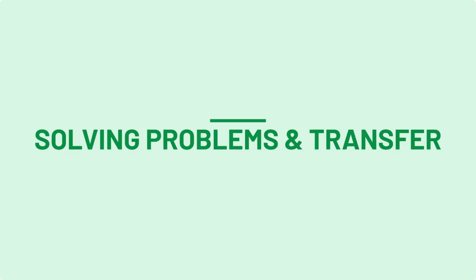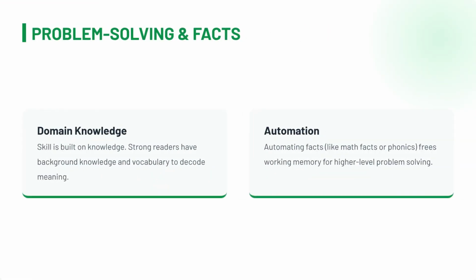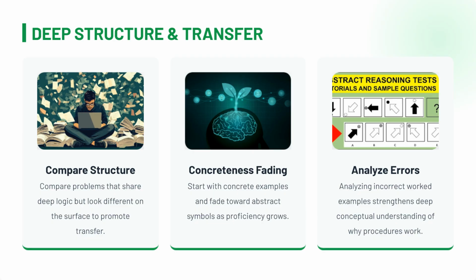Critical thinking and problem-solving are not context-free general skills. Skill is built on knowledge. Strong domain knowledge and automated facts, like math facts, free up working memory for higher-level problem-solving. When facts are automated, the cognitive capacity for deep thinking increases. To promote transfer, have students compare problems that share deep logic but look different on the surface.